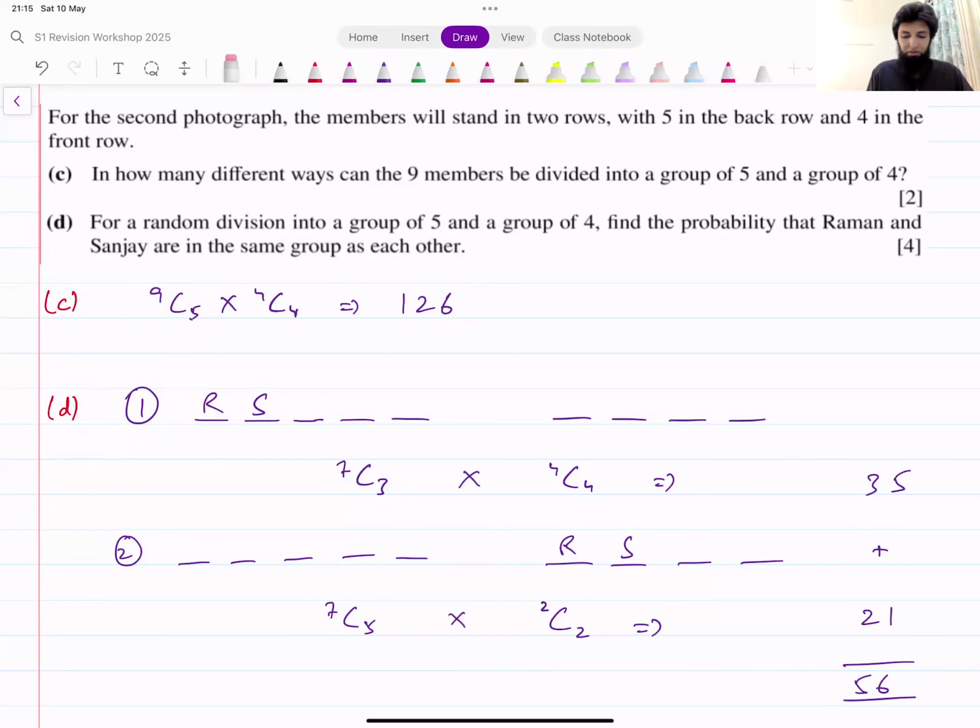You could also do the other way around. It doesn't matter. You could say 9C4. Make the 4-member group first. And then the remaining 5 people, you put them in the other group. That's also 126. You can start from any of the groups.